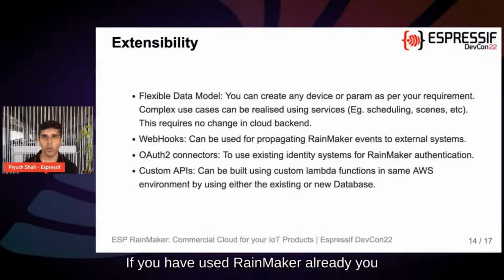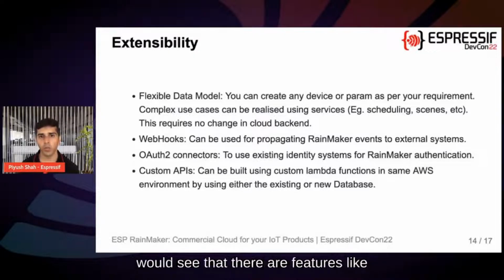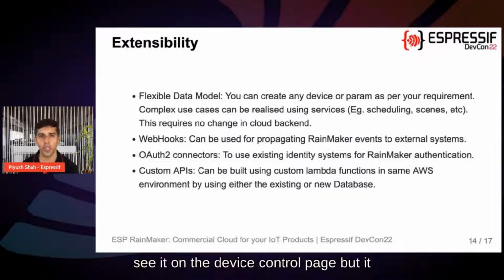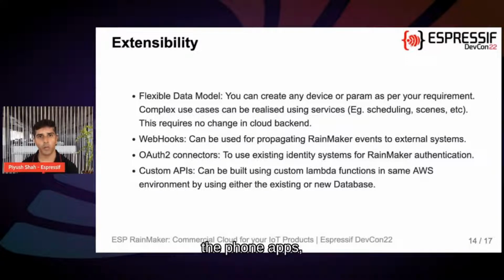If you have used RainMaker already, you will see that there are features like scheduling and scenes. These are implemented using RainMaker services. So you don't see it on the device control page, but it is handled specially on the phone apps. The most interesting part of this is it does not require any change on the cloud backend. It is completely between the device and the phone apps.